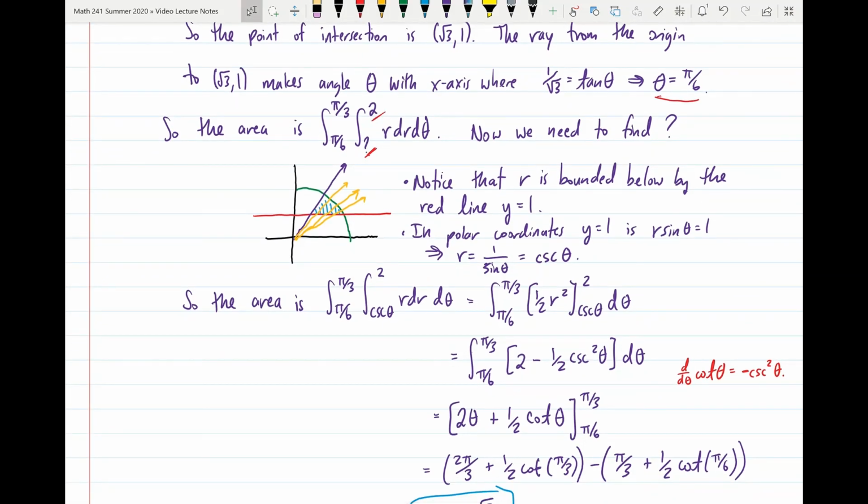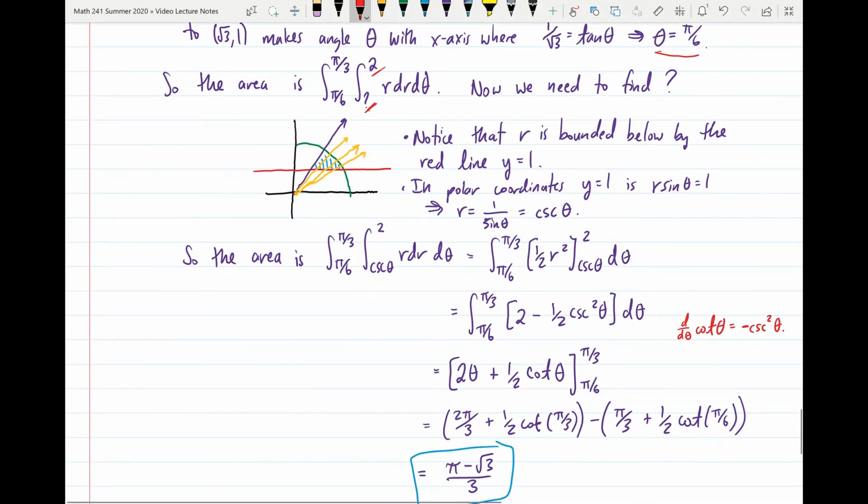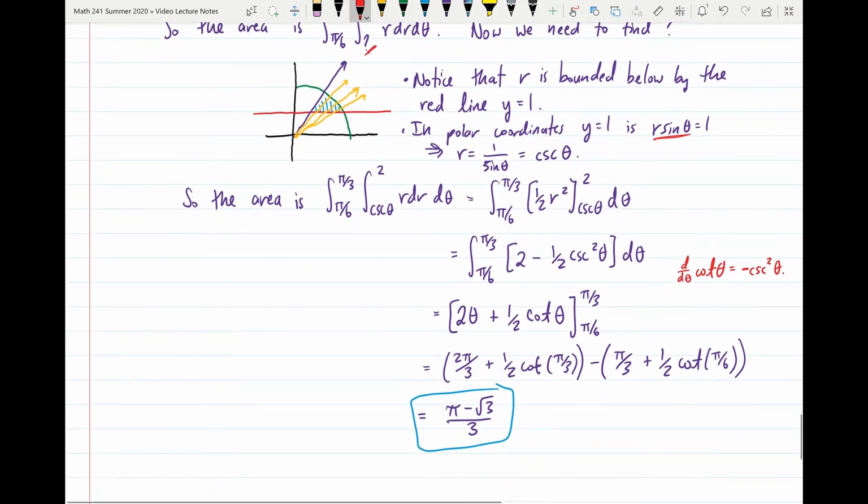And the lower bound is going to be the line y equals 1. But now we need to give that line y equals 1 in terms of polar coordinates. Well, we know that y is going to equal r times sine theta, so we substitute that, and we get r times sine theta is equal to 1. And then again, doing a little bit of algebra, we find that r is equal to cosecant of theta. So we divided sine of theta from both sides there. And so now we can fill in for that question mark. So the area of this region is the integral from pi over 6 to pi over 3 of the integral from cosecant theta to 2 of r dr d theta.